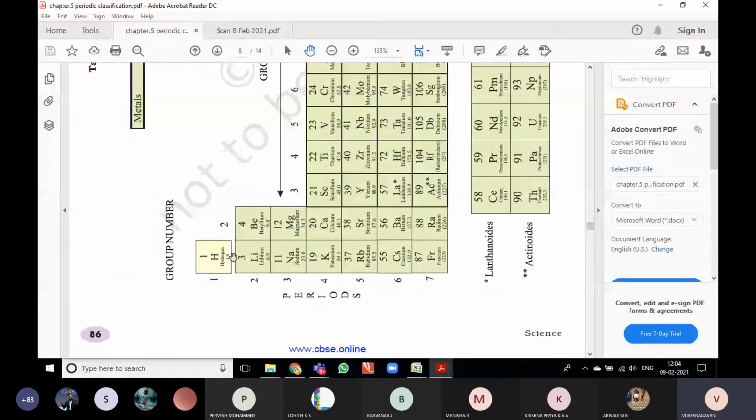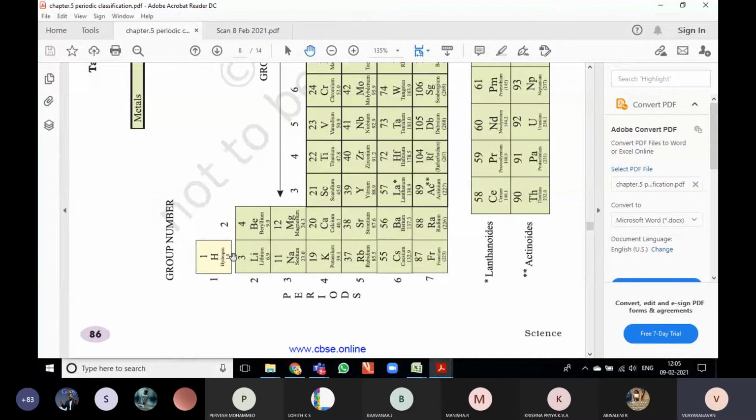Alkali metals. Why are they called alkalis? Group 1 elements are called alkalis because they form hydroxides. Examples are lithium, sodium, potassium. Rubidium, cesium, francium are also included, but mostly we take lithium, sodium, and potassium. Very important three elements.